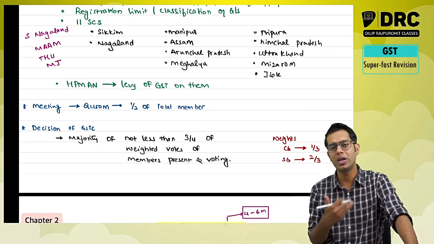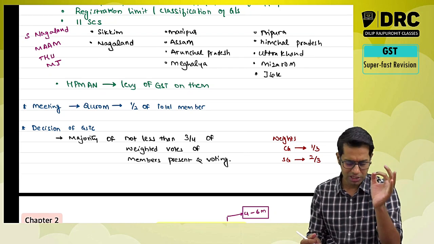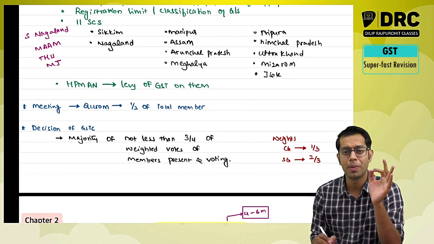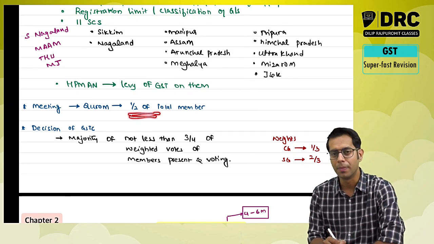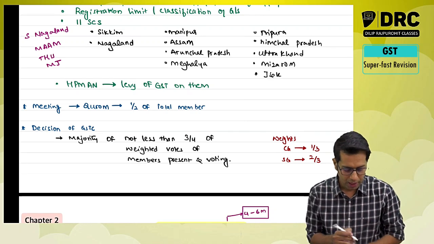Now, how do I decide a particular matter in the GST Council, sir? In the GST Council a matter is decided by conducting a meeting, and the minimum number of members required to be present in the meeting, the quorum of the meeting, is half of the total number of members. Now, how will they decide, sir? The decision is going to be taken based on voting. So, how will I vote, sir?